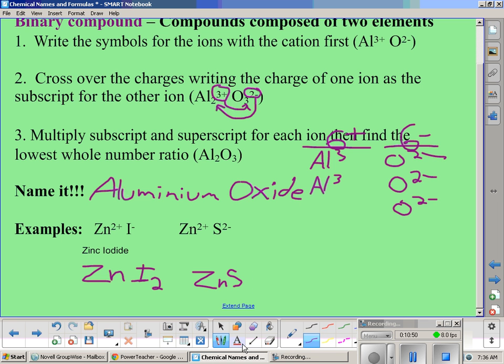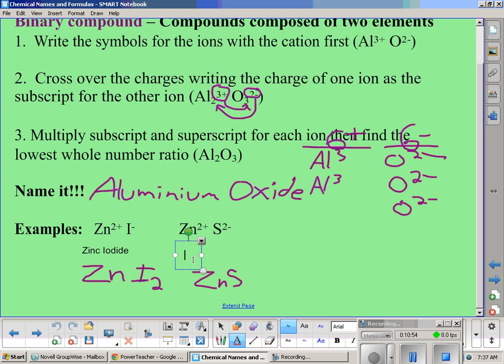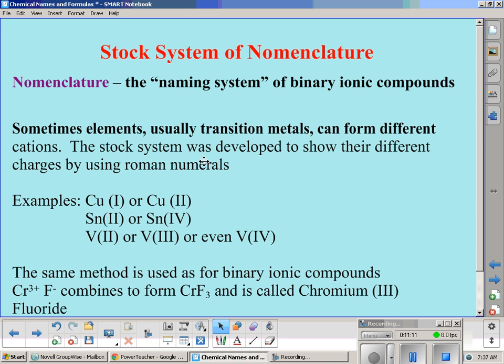And I could write out the name real quick too. Zinc sulfide. And sometimes you'll see this spelled with a PH, S-U-L-P-H-I-D-E. Either one's just fine. Okay, so that's how we name those.